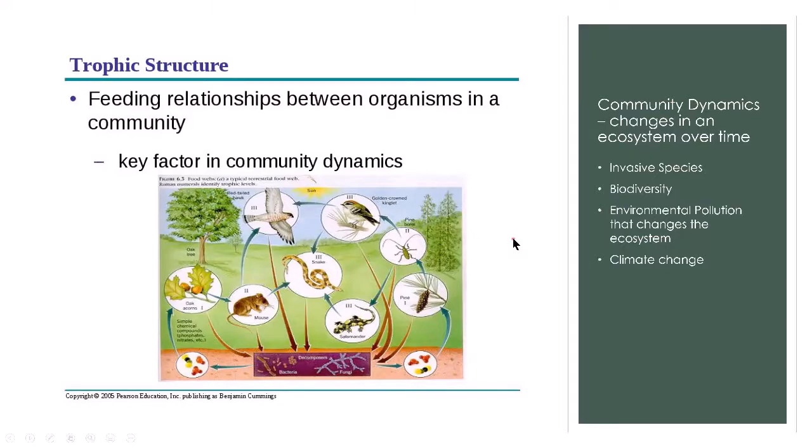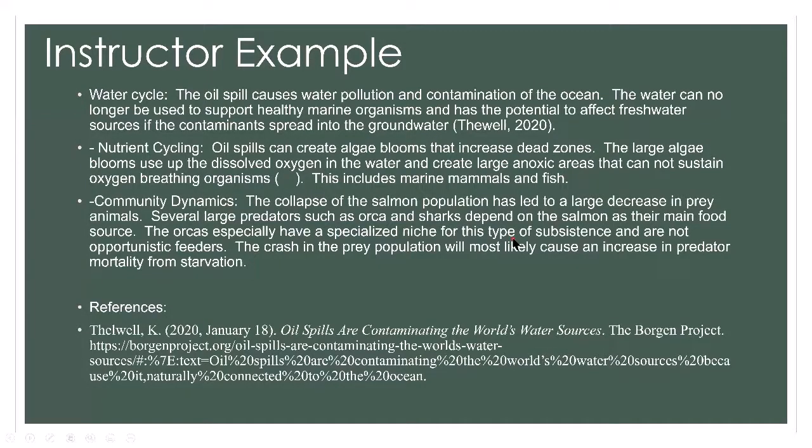All right, so here's my instructor example. This is what I would put in my milestone paper. I've decided I'm going to talk about the water cycle because there's an oil spill in the area, and the fisheries, the nutrient cycling, and the community dynamics. You don't have to do 3, you can do 2. Essentially, I just talk about how it's being affected.